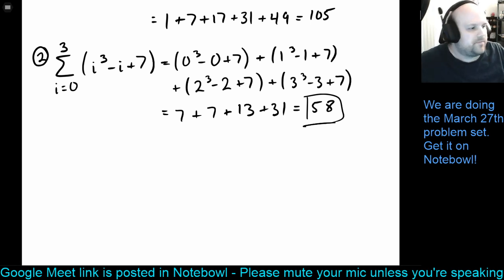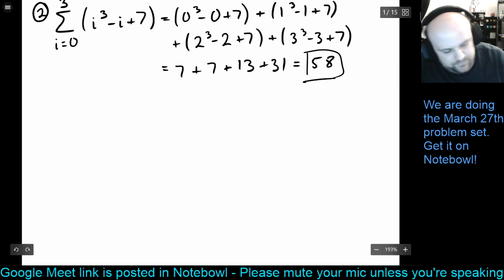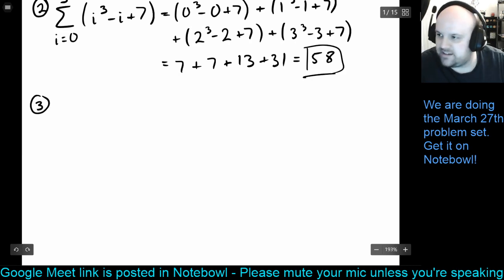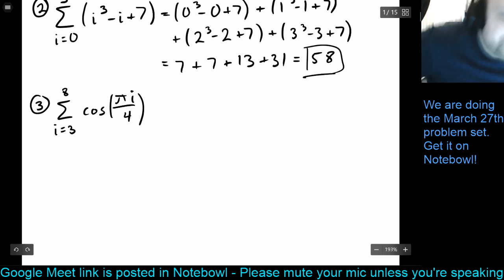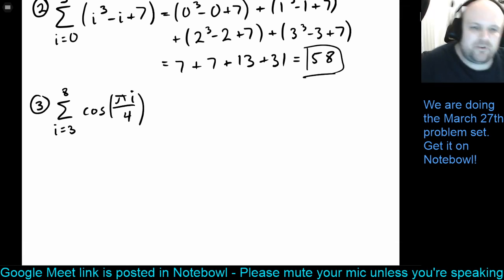All right. So let's go ahead and do the last sum here. So here we have the sum from i equals 3 to 8 of cosine of pi i over 4. So my point in this problem is it doesn't always have to be some kind of polynomial expression for the a_i. It can have exponentials in it, it can have trig functions in it, it can have polynomials, it can have square roots, it can have basically anything you want. It's just some function of i.